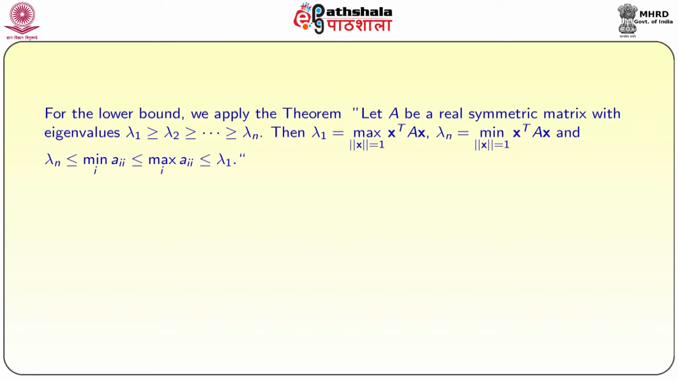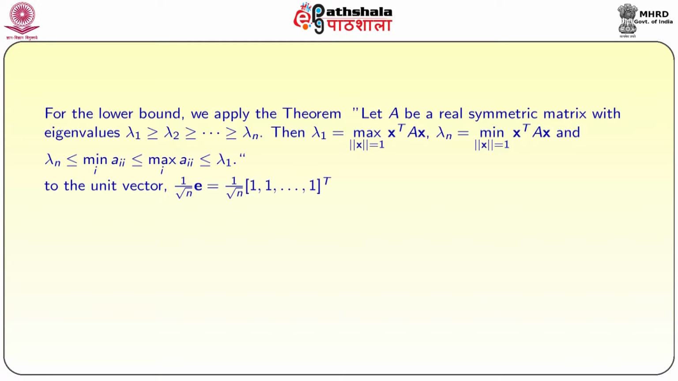Now, for the lower bound, we apply the following theorem. This we did earlier. Let A be a real symmetric matrix with eigenvalues lambda 1 greater than or equal to lambda 2 and so on to lambda n. Then lambda 1 is equal to the maximum of x transpose Ax with norm of x equal to 1, and lambda n is equal to the minimum of x transpose Ax, where norm of x equal to 1, and lambda n is less than or equal to the minimum of x transpose Ax, less than or equal to the maximum, less than or equal to lambda 1. We will use this theorem.